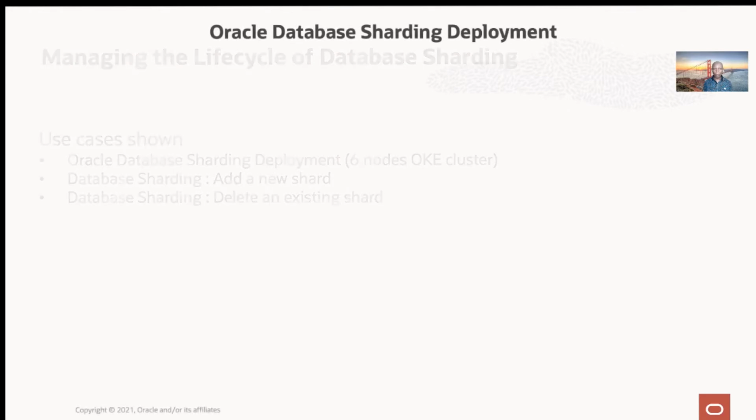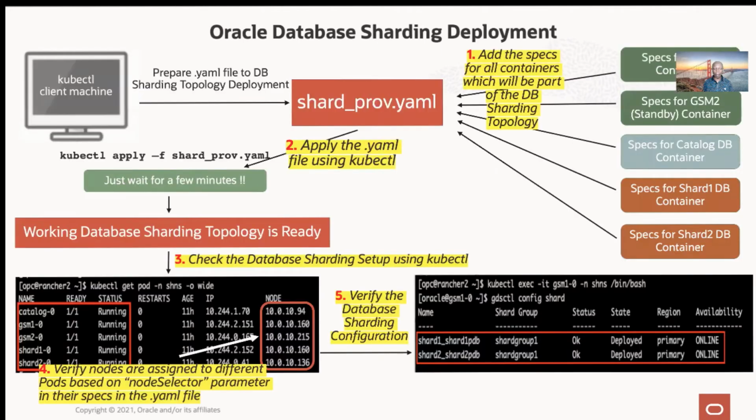So what we're seeing here is the 6-node Kubernetes cluster and everything you have to do. So step 1, you need to add the specification. And you can see here that we have specification for GSM1, GSM2, the shard catalog, and then specification for shard 1 and specification for shard 2. So we will have 2 shards in the same group.